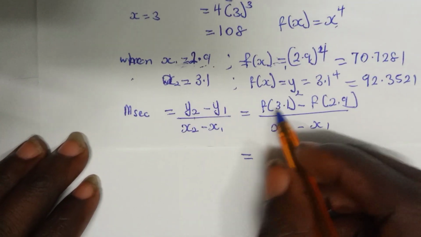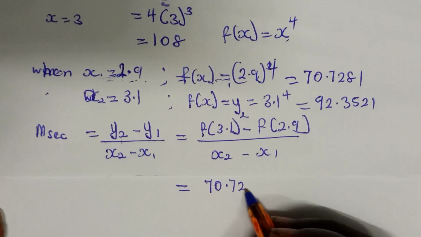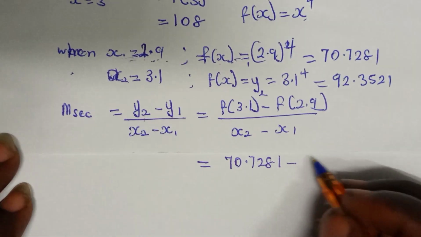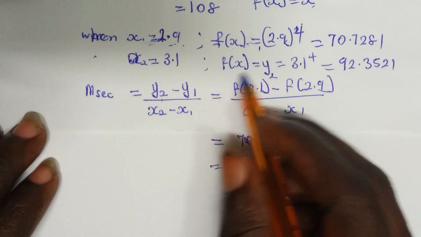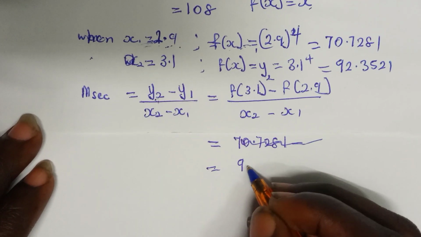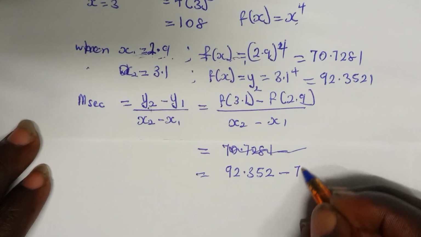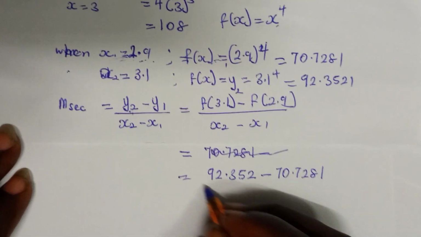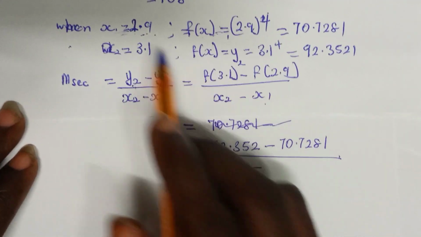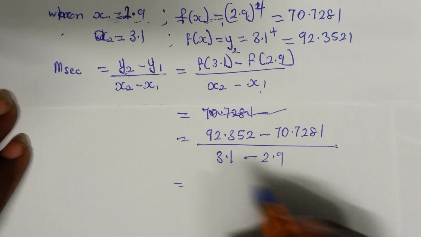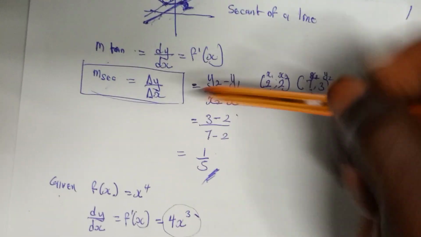Okay, let's move on. So f of 3.1, we know that it is... sorry, there's a mistake here. f of 3.1, which is y2, is 92.3521, minus f of 2.9, which is 70.7281, divided by x2, which is 3.1, minus x1, which is 2.9.